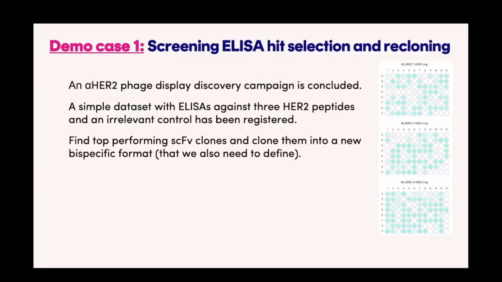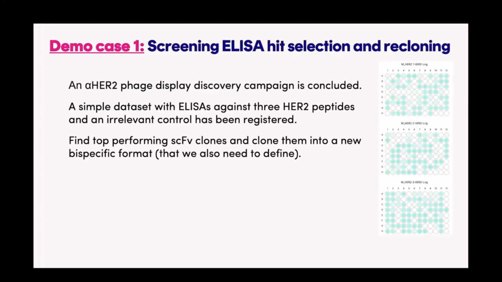We're going to start by just looking at a simple ELISA screening data set. In this case, we've done phage display to generate HER2 binders, and we've just uploaded an Excel file with 4 columns that represents 3 different signals to various HER2 peptides and 1 irrelevant control.